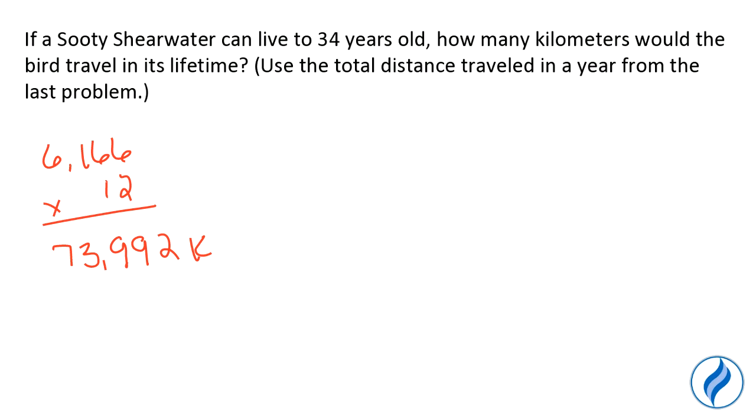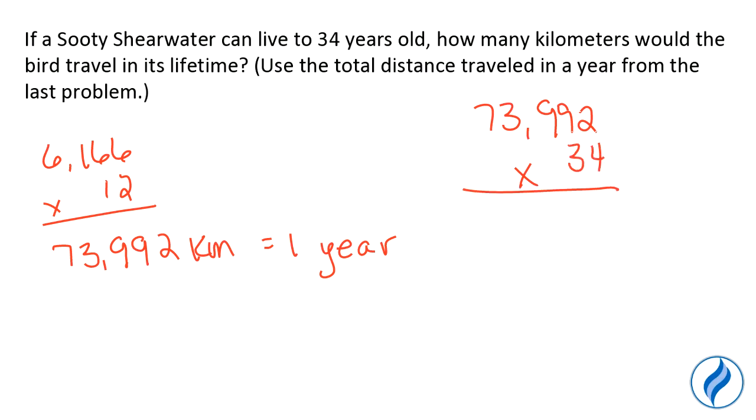Okay, but this is asking, what if it lived to be 34? How many kilometers would the bird have traveled in its lifetime? So we know that this is 1 year. So in order to find out how many it traveled in 34 years, we would have to take the 1 year total and multiply that by 34. I would like for you to pause the video, take time to answer this question, and come back to check your answer.